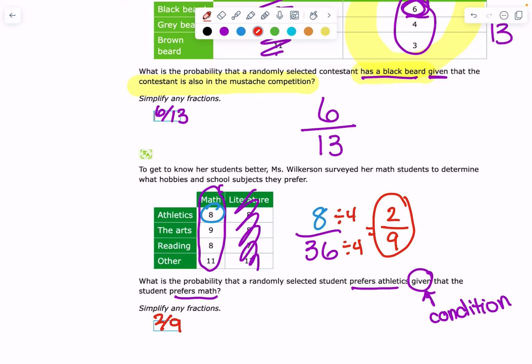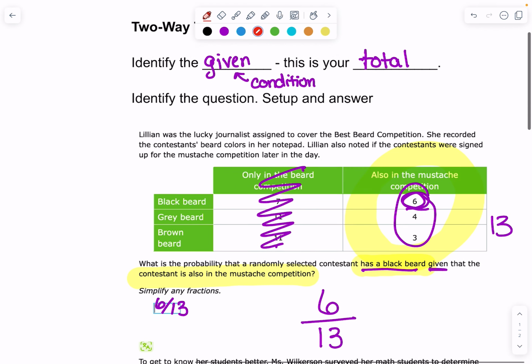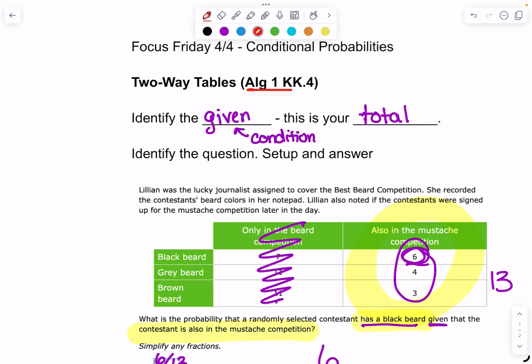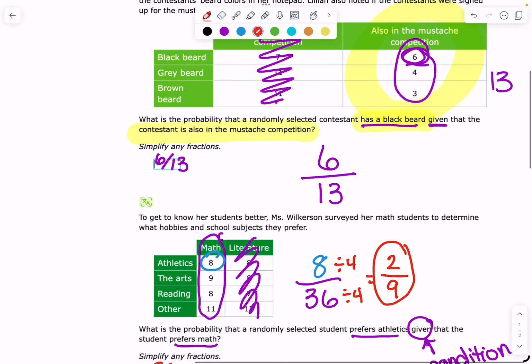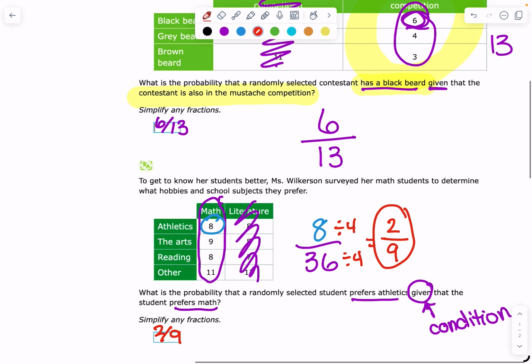So that's kind of the basics of using these two-way tables. That, again, was from your Algebra 1 IXL KK.4. So if you haven't finished that one, these would be a couple examples you could use as you are working through the rest of Algebra 1 KK.4.